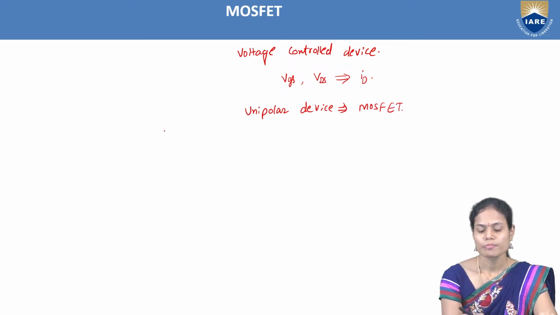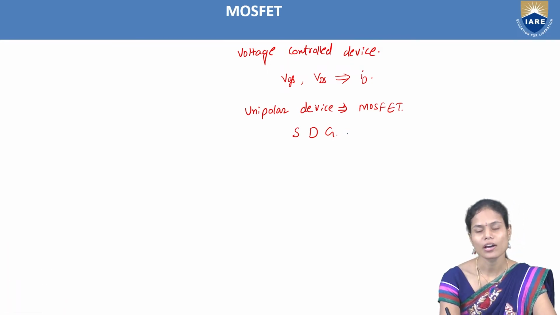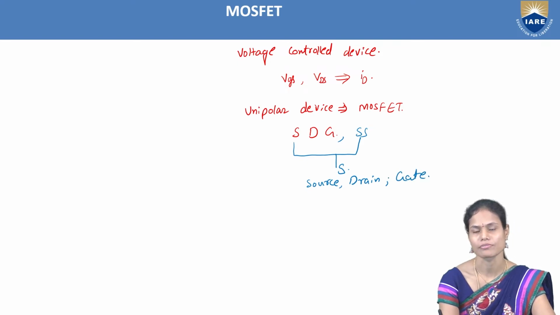This MOSFET has three terminals: source, drain, and gate. Actually, along with these three terminals, it also has one more terminal, that is the substrate. But generally we combine these two terminals and make it a single terminal, that is the source. So that's why it consists of source, drain, and gate terminals.